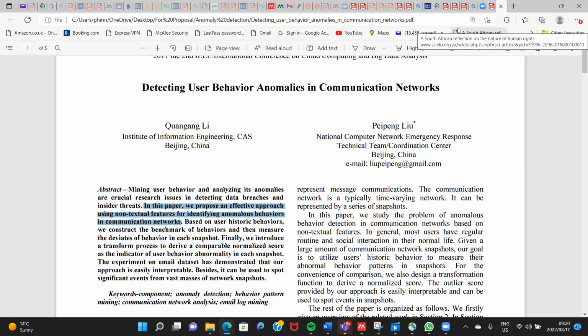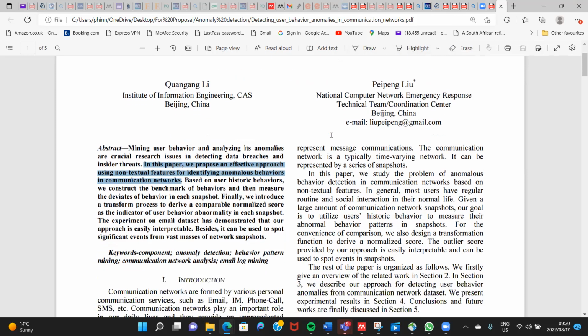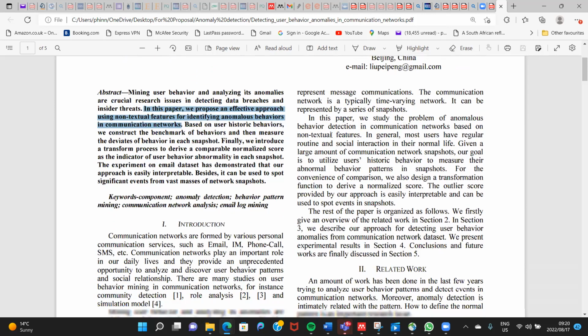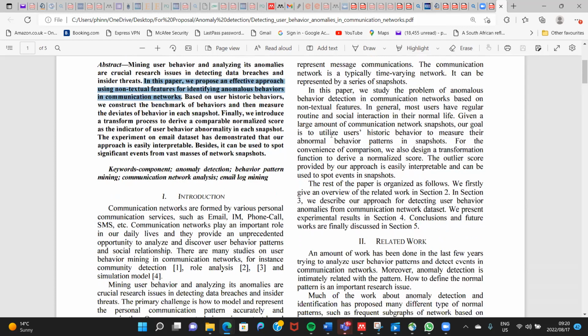So in such cases, you would have to go down to the paper to look at the methodology they use. But they said something here. They use non-textual features. Have you seen it? All right. For identifying what? Anomalies. Non-textual what? Features. But let's be more precise to know which tool they use.